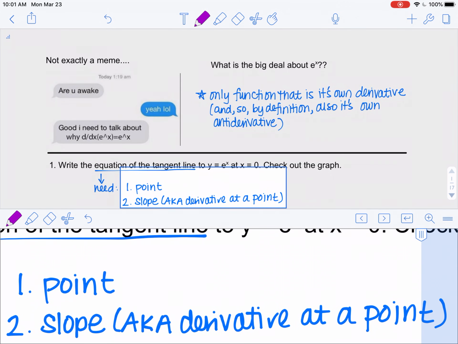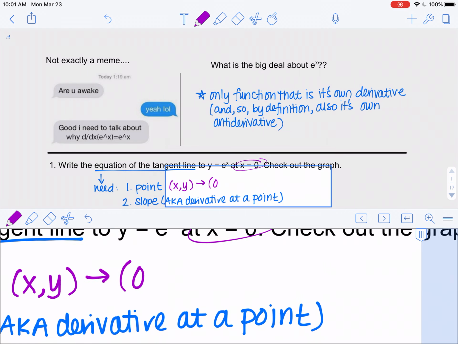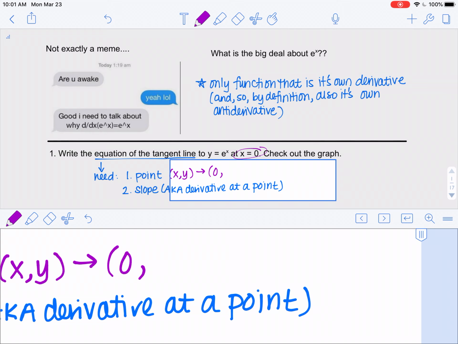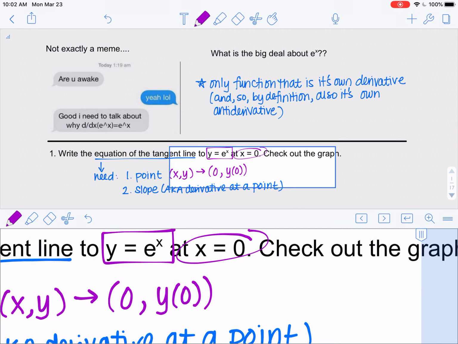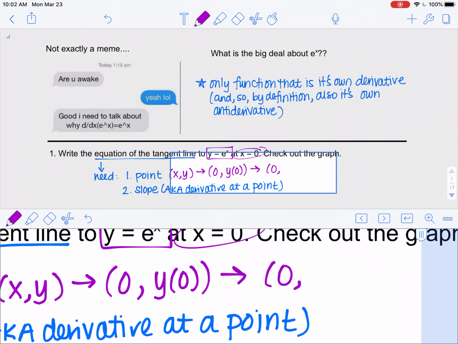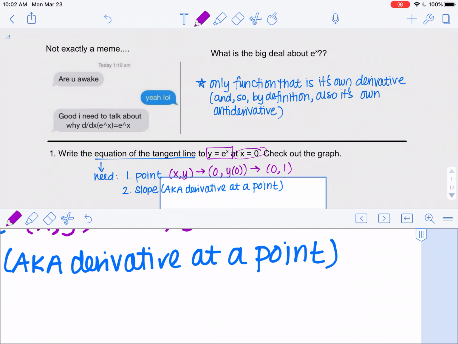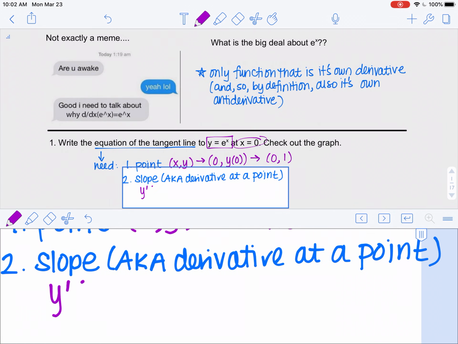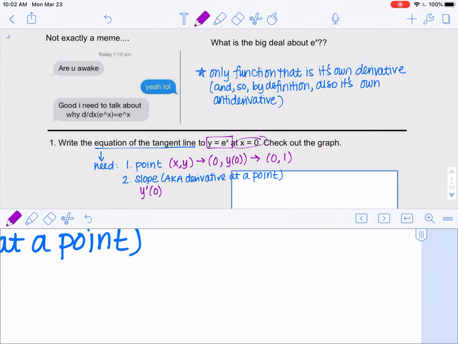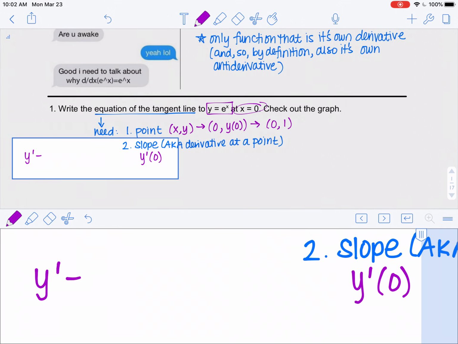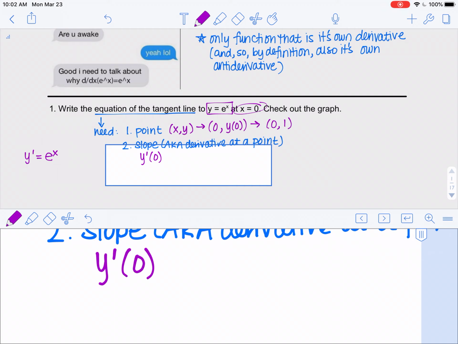And so what's the point we need? Well, any single point is (x, y), and here we know that x is 0 because I told you that right here. Then it would be y of 0, which in this case would be e to the 0 power. Well, e to the 0 power is just 1. So I have the ordered pair (0, 1), and then the slope would be y prime at the x value of 0. We can use the fact that y prime in general of e to the x would just be e to the x, and so y prime of 0 would just be e to the 0, or 1.